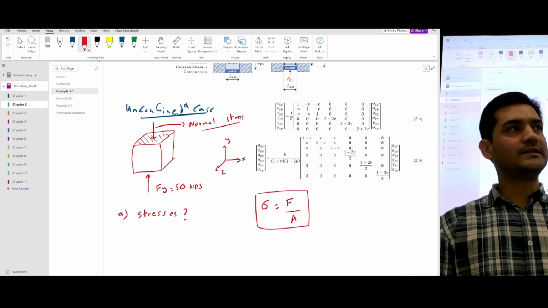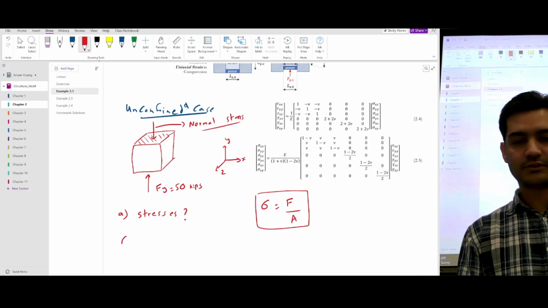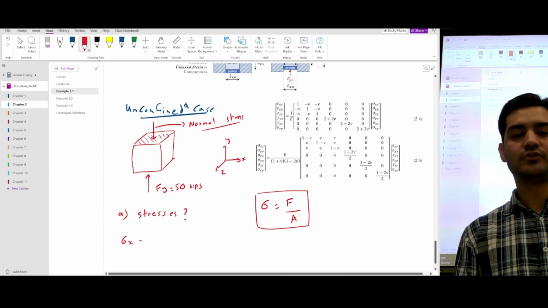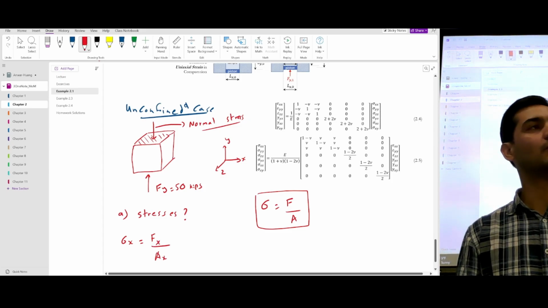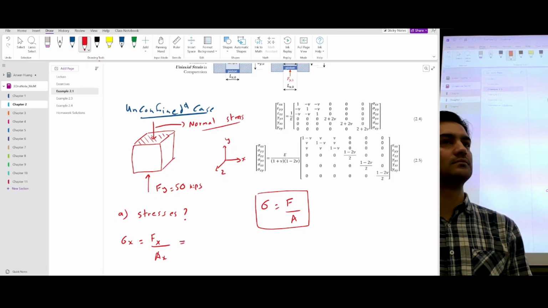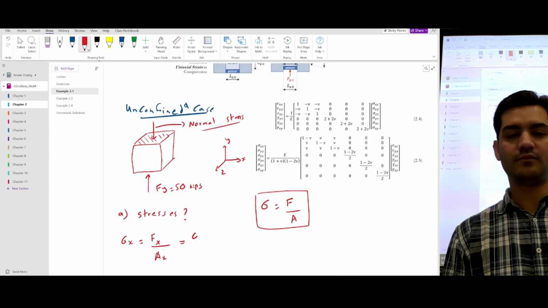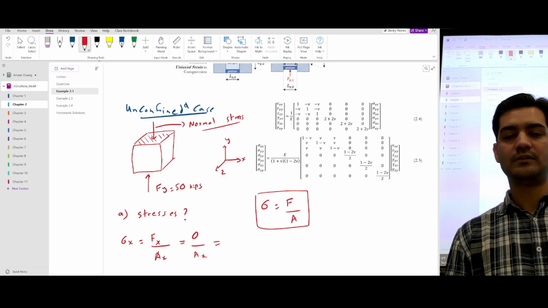So we have to calculate stresses in all three directions. So let's try to calculate stress in the x-axis. Stress in the x-axis would be force along the x-axis divided by area along the x-axis. So what is the force which is acting along the x-axis? Zero. You have no force acting on the x-axis, and so we don't need to calculate the area. So your stress x would be equal to 0.